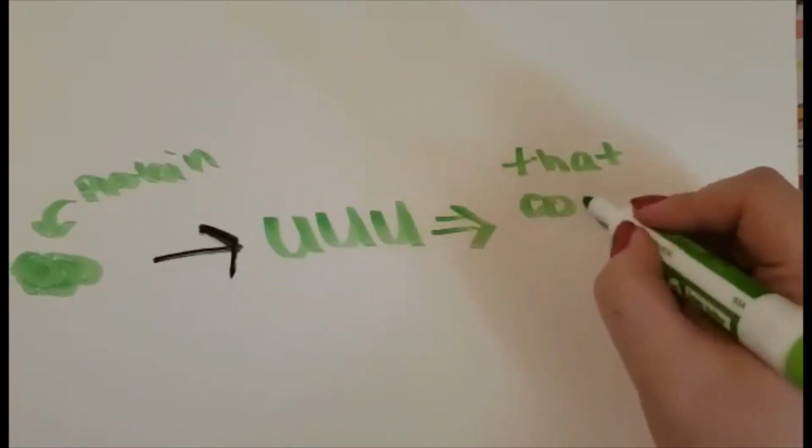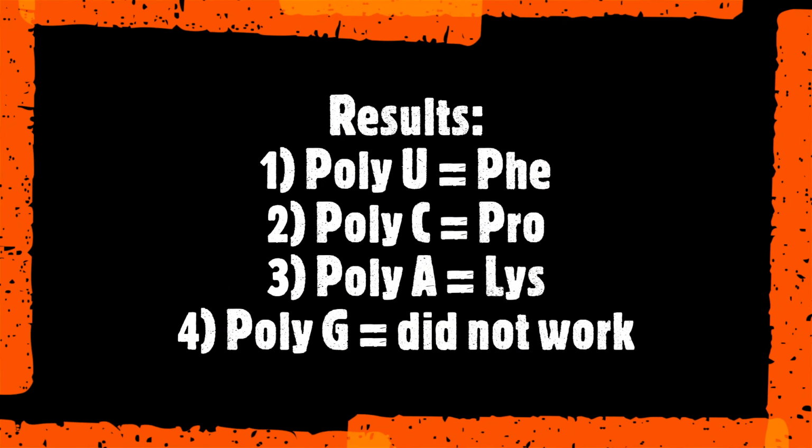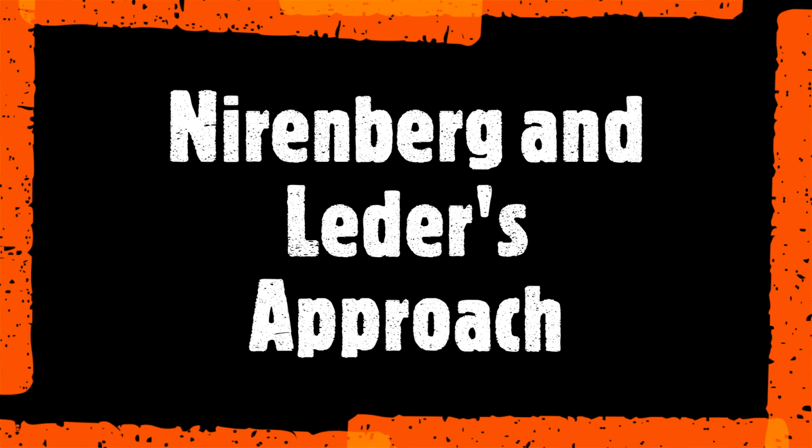After this was complete, Nirenberg and Matthaei discovered that poly-U coded for phenylalanine. They also completed this experiment 3 more times with poly-C, poly-A, and poly-G. While poly-G never synthesized any radioactive proteins, poly-C coded for proline and poly-A coded for lysine. Once this was complete, Nirenberg began another experiment with Leder.